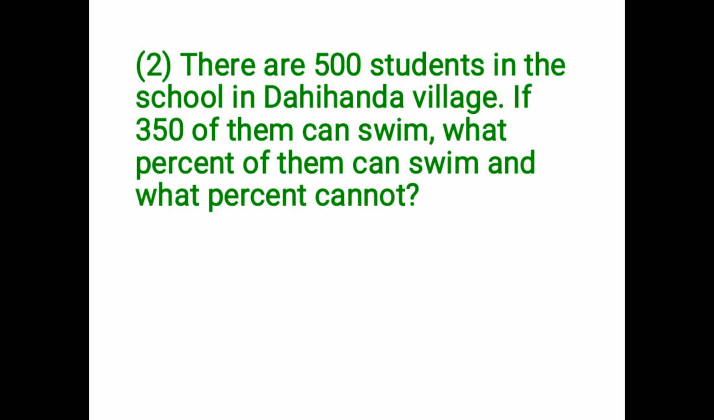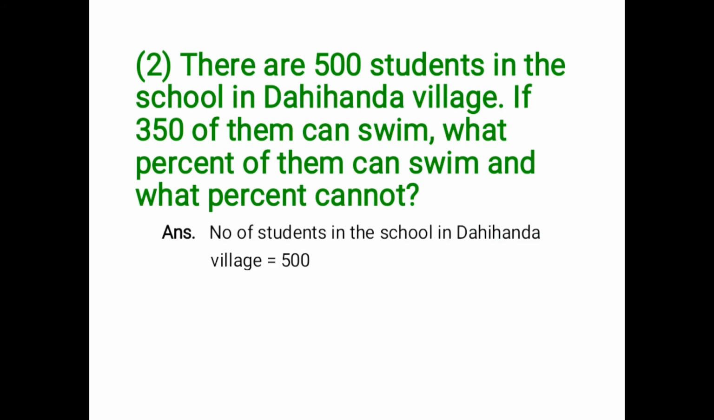There are 500 students in the school in Dahianda village. If 350 of them can swim, what percent of them can swim and what percent cannot? Okay, let us begin the statement. Number of students in the school in Dahianda village is 500.